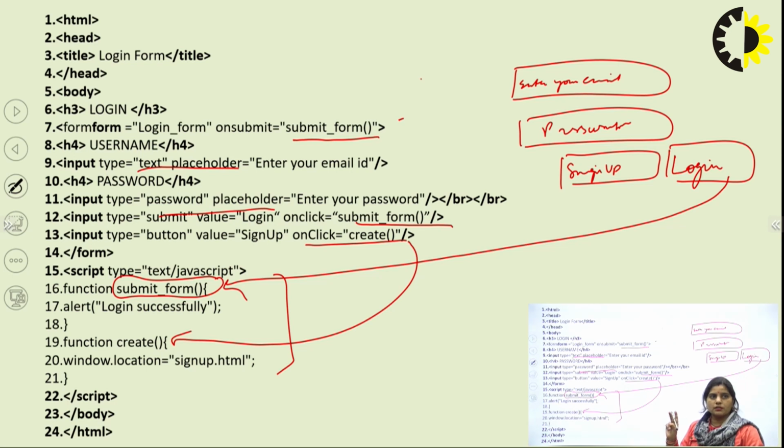The first text box has a placeholder in which we have to write your email ID. The second text box has a placeholder in which you have to write a password, and we have two buttons, login and sign up. When we click on the login button, it will move towards the submit form function of the program, and when we click on the sign up button, it will move on to the create function of the program.